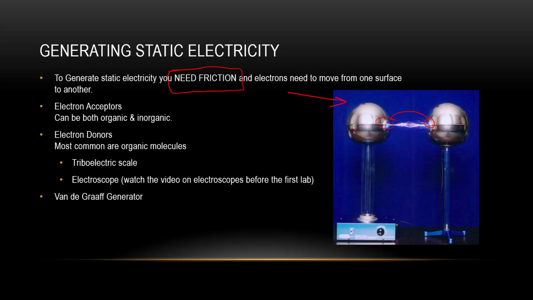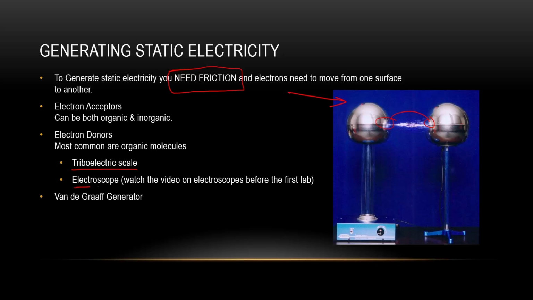Now, electron donors and acceptors are placed on a thing called a triboelectric scale. A triboelectric scale is a ranking of different substances on whether they're more likely to become an electron acceptor, meaning a negatively charged object, or an electron donor, something that is more likely to become positively charged. And you'll see that we have a lab coming up that demonstrates the triboelectric scale. You'll see real-life versions of them and you'll be able to work with them.